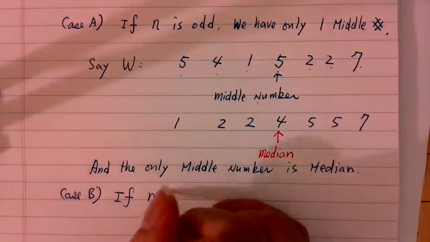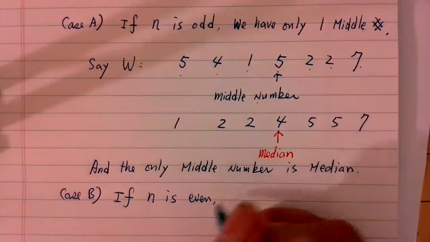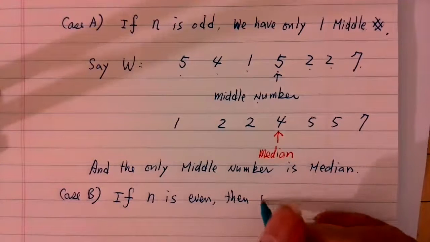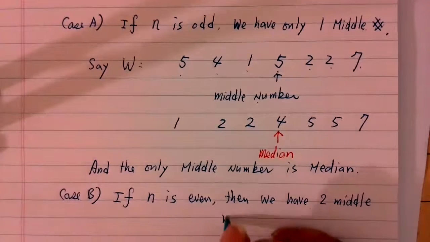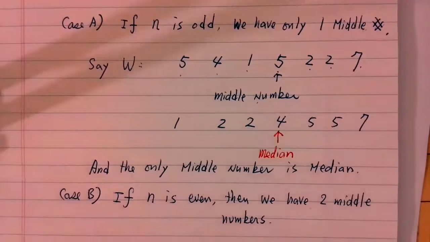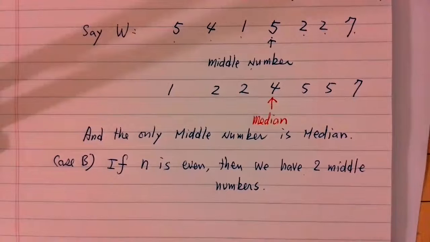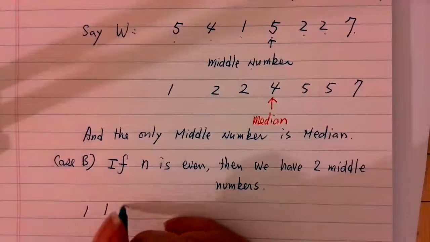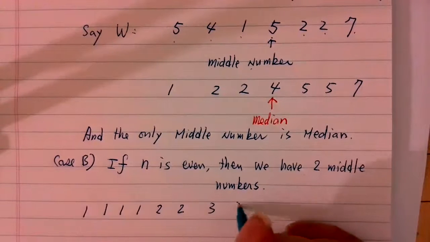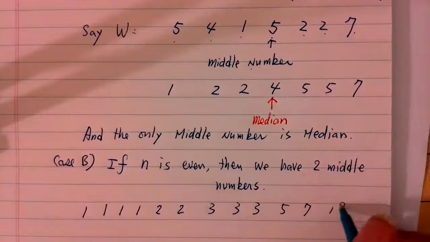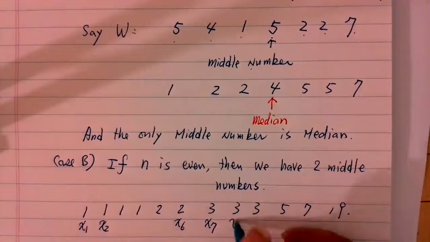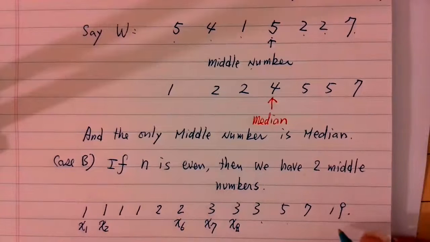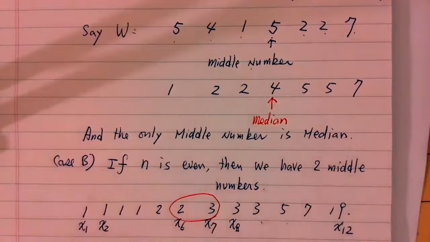If n is even, then we have two middle numbers. Okay. When n is even, then we have two middle numbers. Look at our example, x list. 1, 1, 1, 1, 2, 2, 3, 3, 3, 5, 7, 19. This is x1, x2, this is x6, x7, x8, 9, 10, 11, and 12. Okay? When n is even, we have two middle numbers. 2 and 3 are the middle numbers.